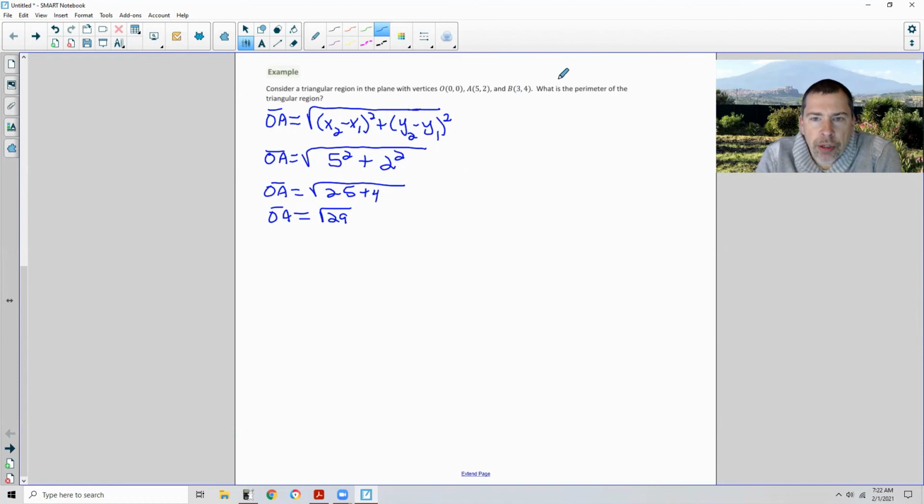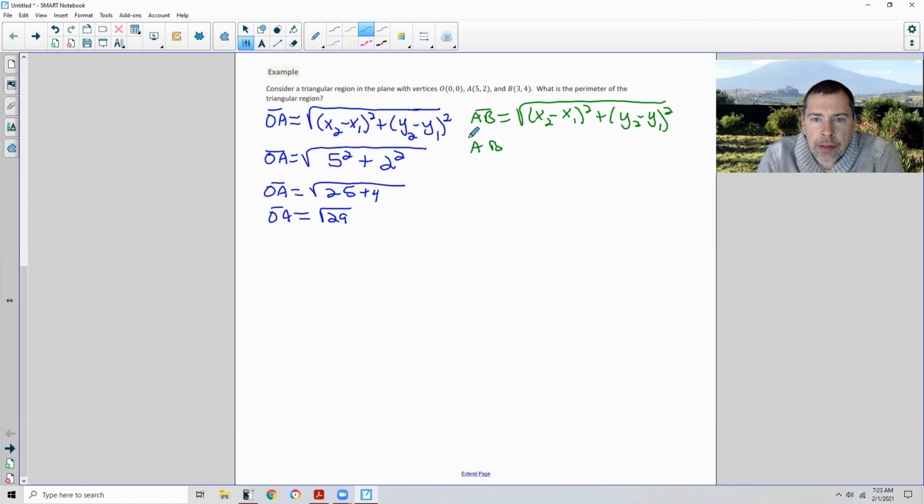So it's looking for perimeter. So remember, perimeter is the sum of all the sides. So there's one. And now I'll just change colors for the next one. So I'm going to look for AB. The length of AB equals the square root of the x2 minus x1 quantity squared plus y2 minus y1 squared.